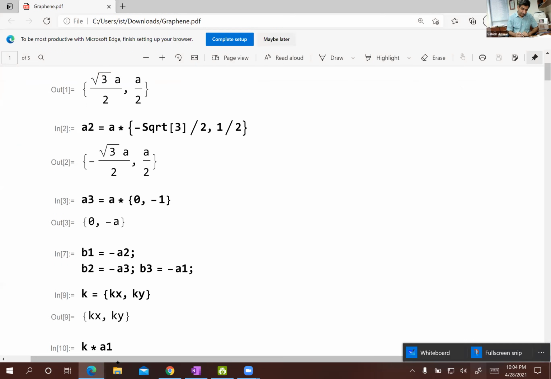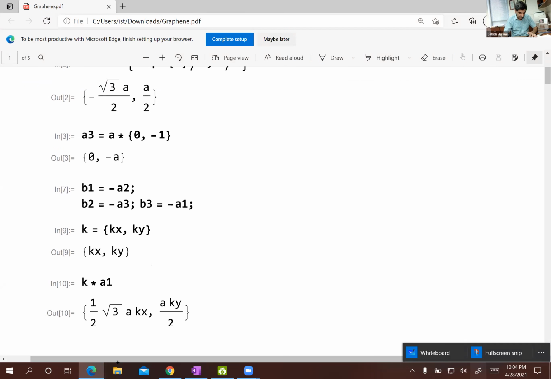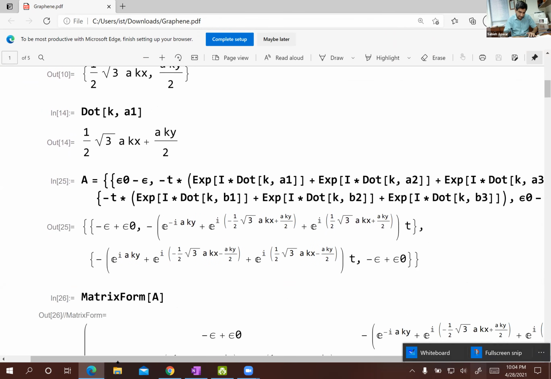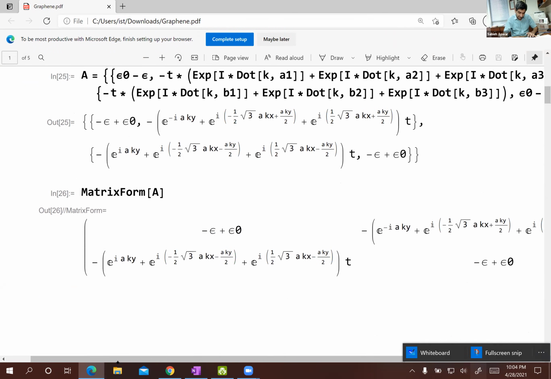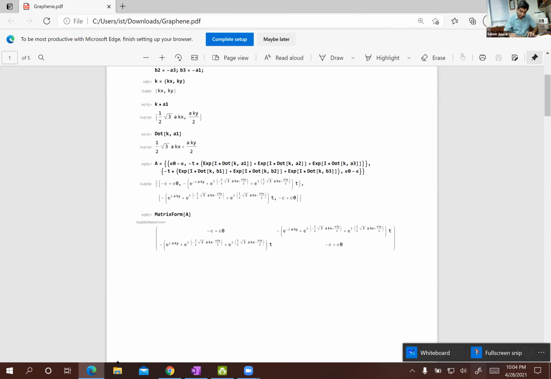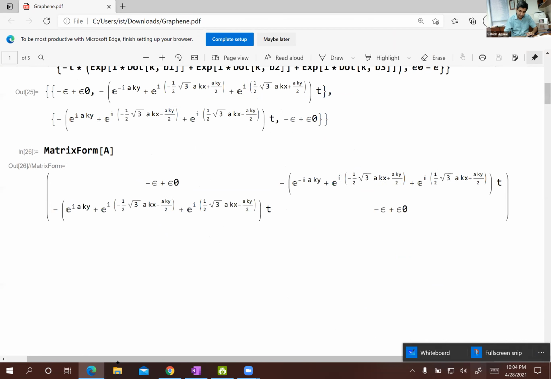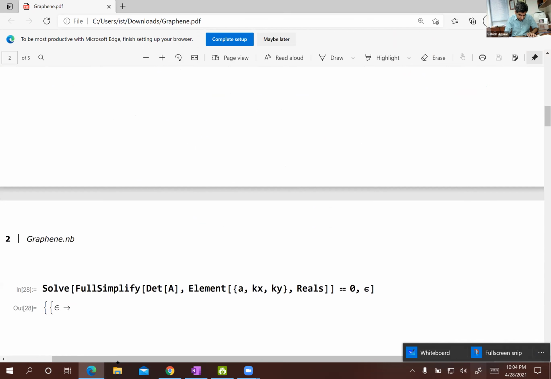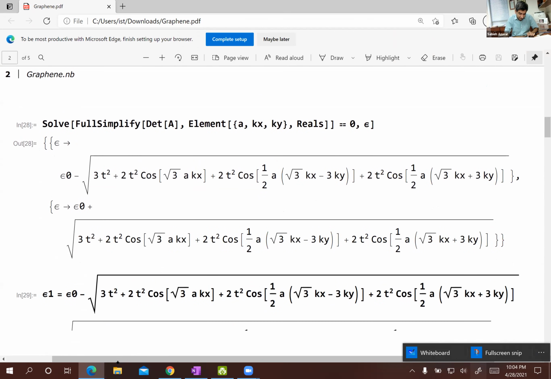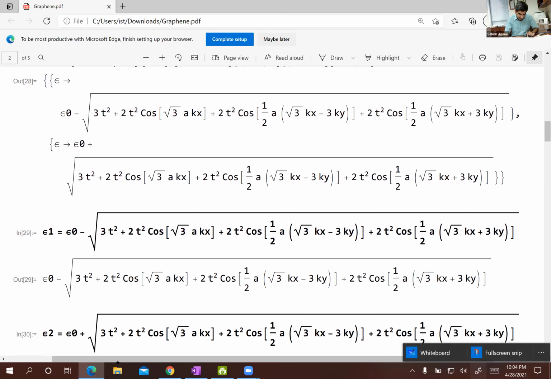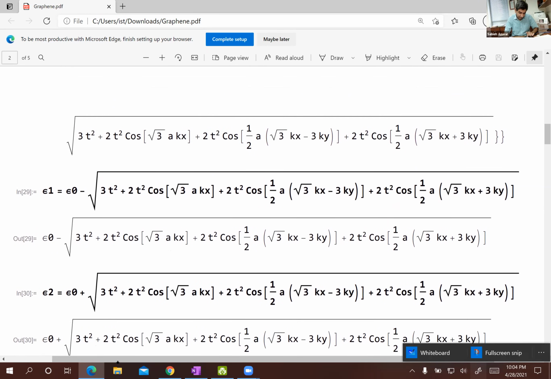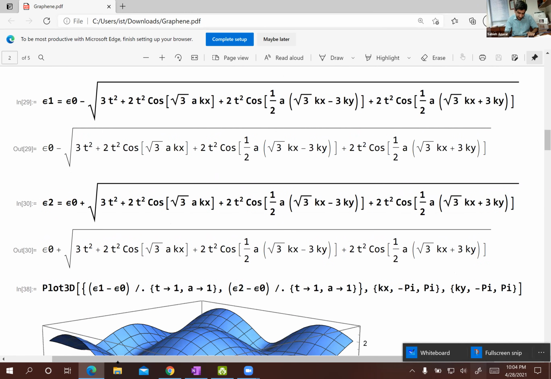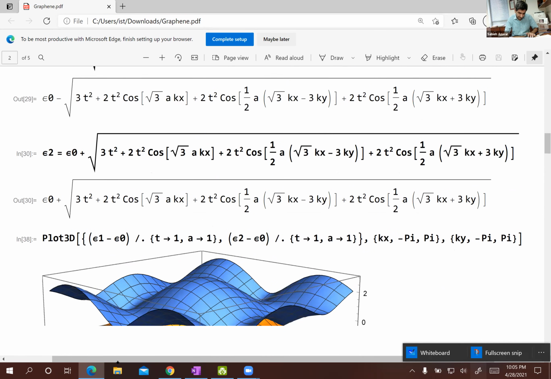Never mind. So here I've defined my position vectors A1, the B's. I've defined my K, and I've defined my matrix, and I've written it in matrix form over here. This is exactly the matrix that I wrote for you in my OneNote. And then I solve for the determinant equal to 0, which is the characteristic equation. And I'm left with the forms that I've already written for you. I've simplified them nevertheless in my handwritten calculation. And this is what the structure looks like.